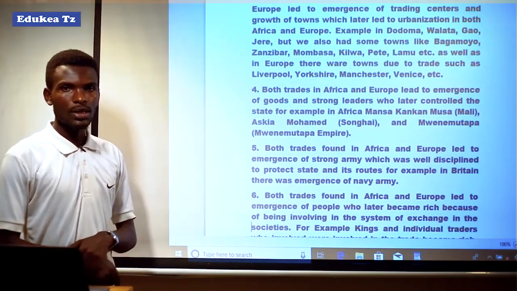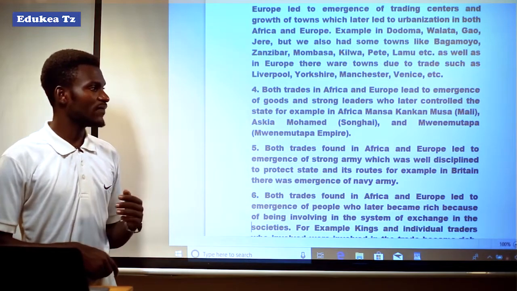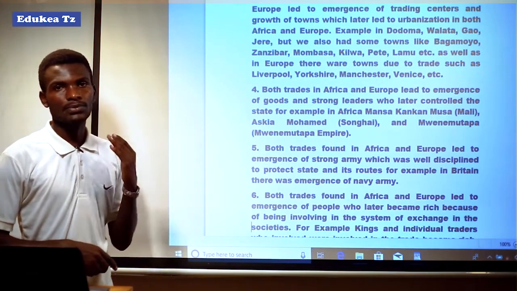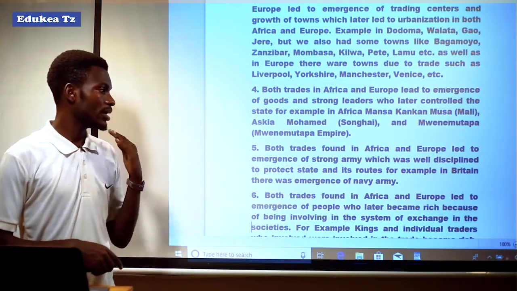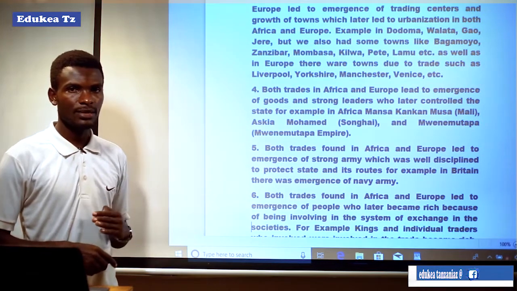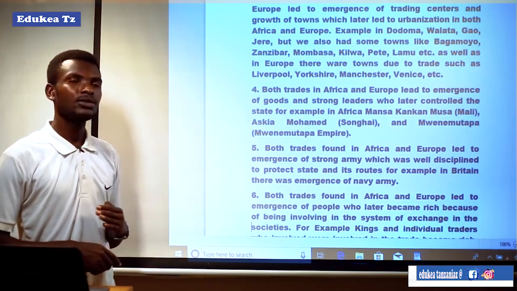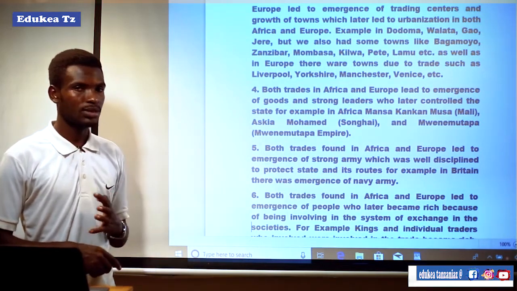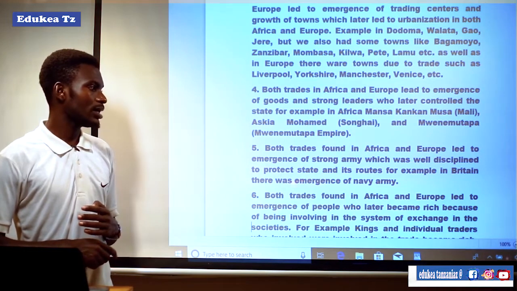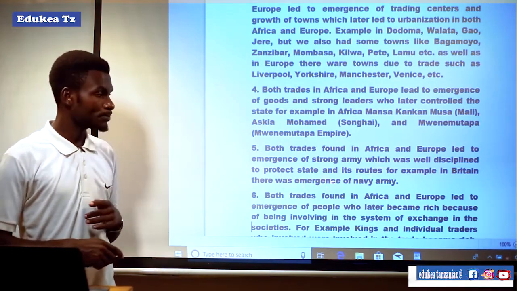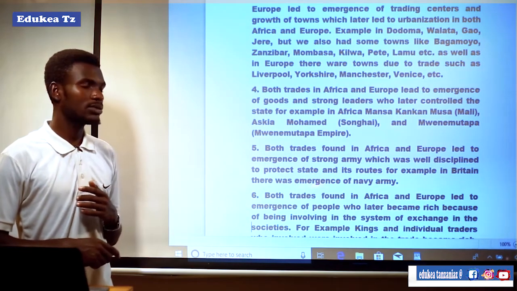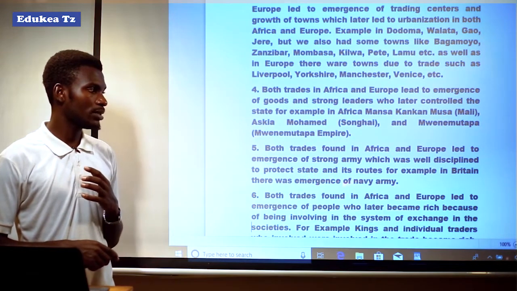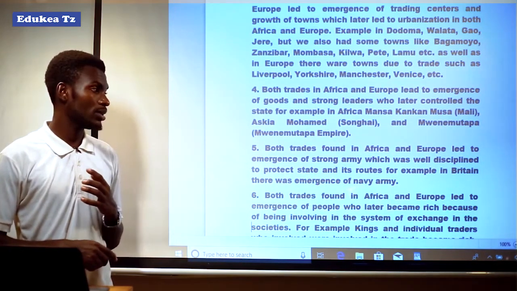It means that the trading activities conducted in Africa and Europe led to the emergence of strong armies which were well disciplined by their leaders in order to protect the states and their territory at large, and to protect the sailors or merchants when they were on their sea routes. For example, Britain had developed a strong military that could defend the British merchants when they were on the sea routes.